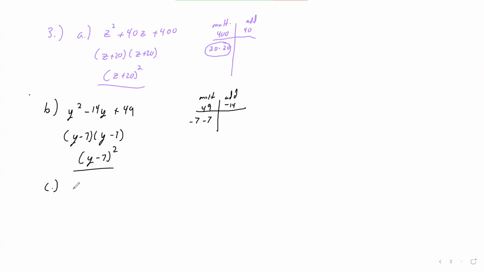Let's look at another one: 3x squared z minus 18xyz plus 27y squared z. So remember, the first thing we want to do is look for a GCF, and I see that that has a 3. They do not all have an x, a y, or a z together.